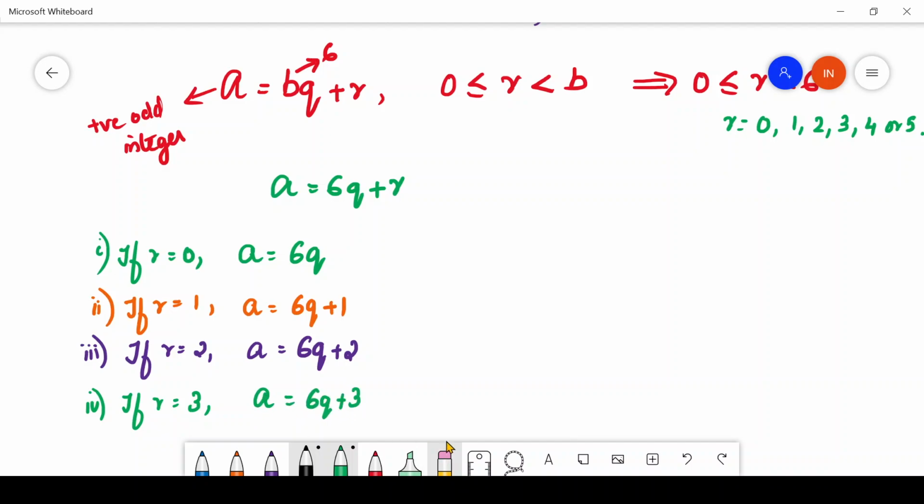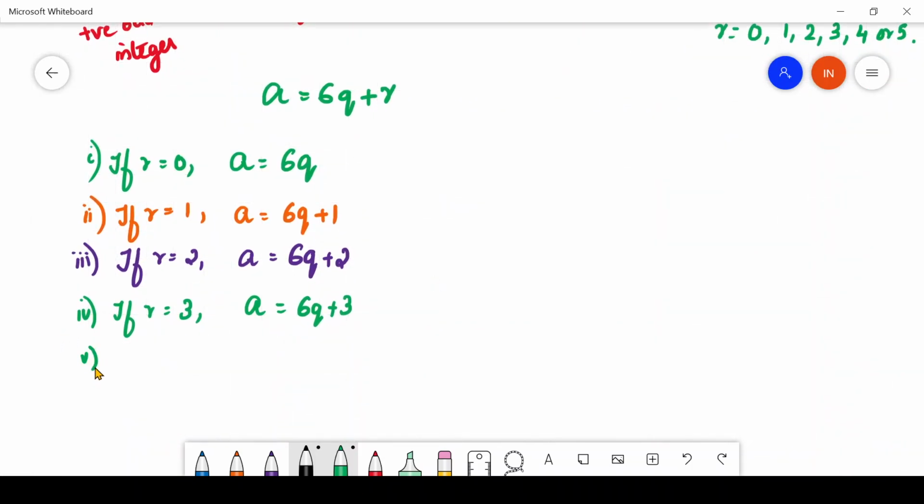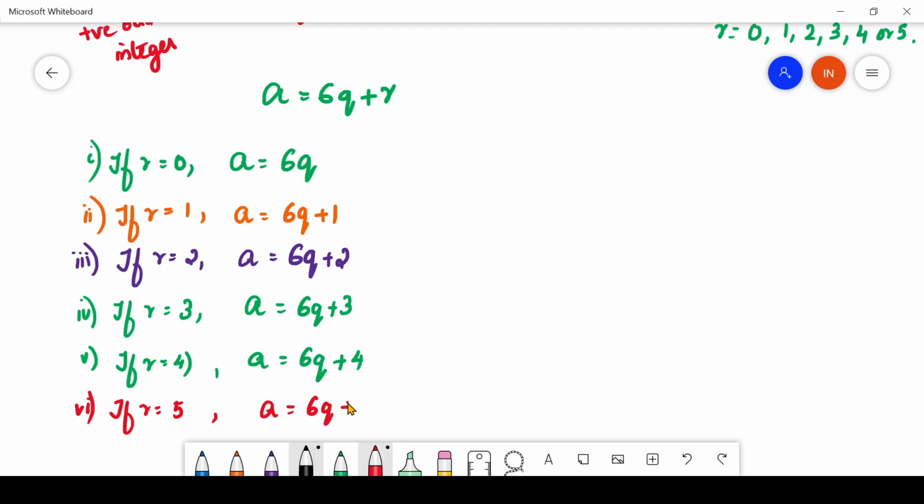And the fourth one, let's see what is the value. If r is equal to 4, a will be equal to 6q plus 4. And the last one, we have the value of r as 5, right? So a will be equal to 6q plus 5. So which values can we take?